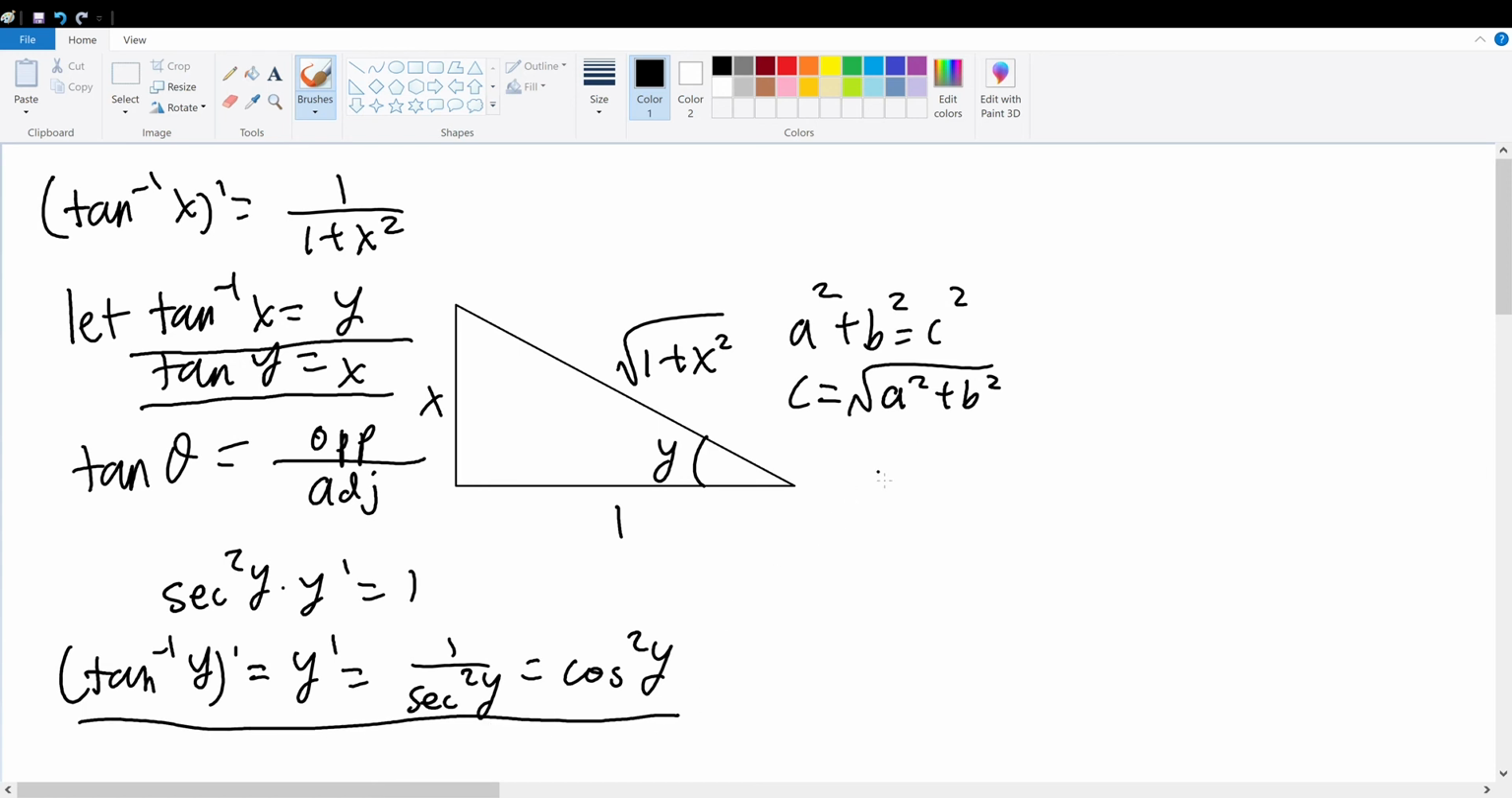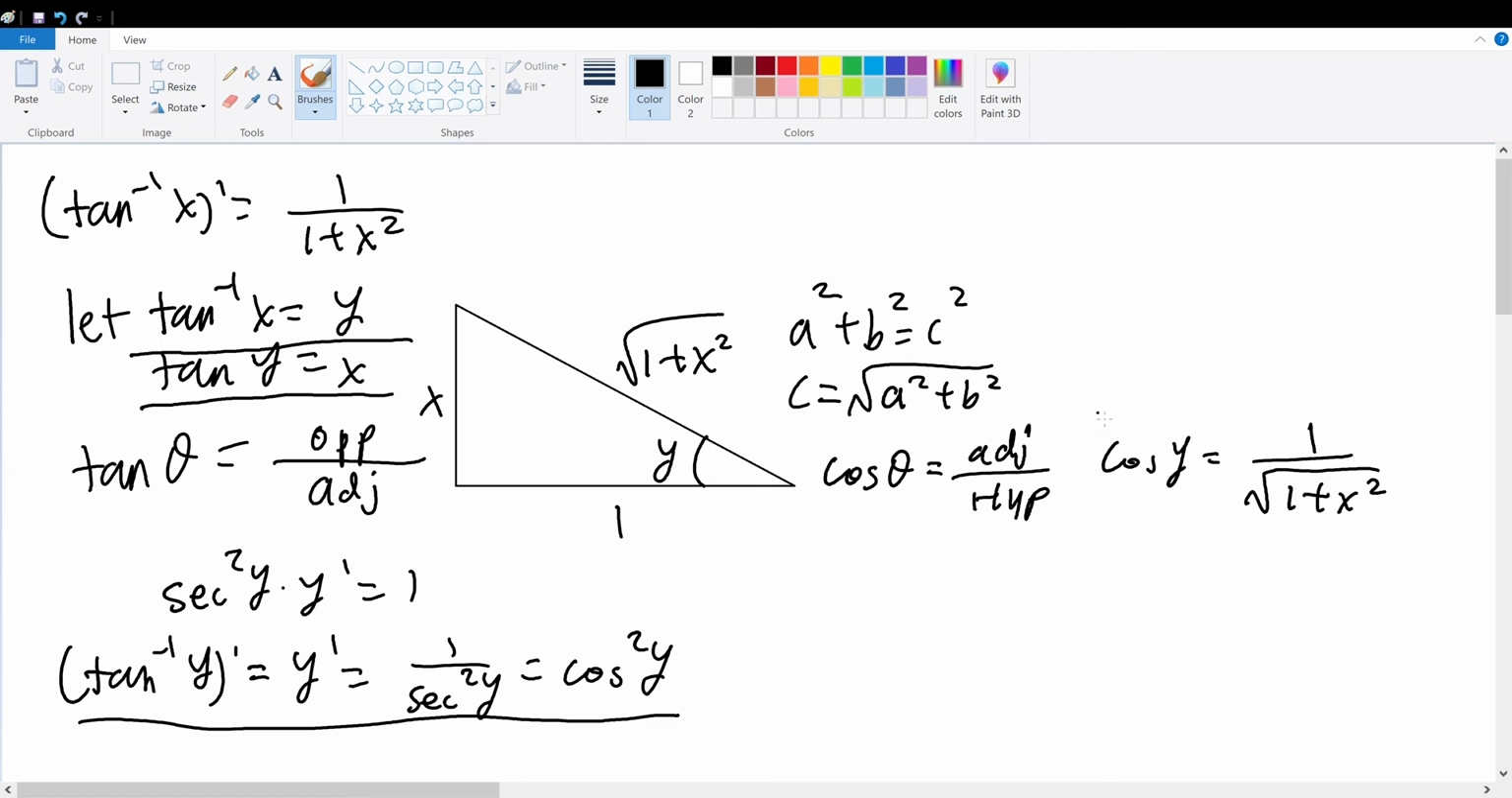And we know the definition for the cosine function within a right triangle will be equal to the adjacent side relative to angle theta divided by the hypotenuse of the right triangle. Therefore, cosine of y will be equal to the adjacent side relative to y, which is 1, divided by the hypotenuse, which will be the square root of 1 plus x squared.